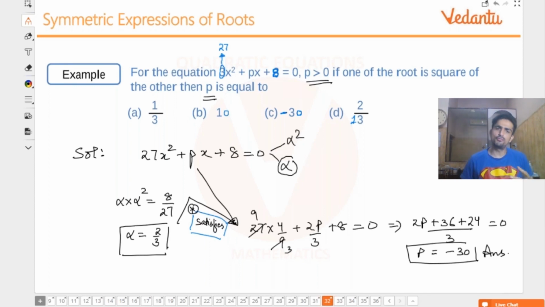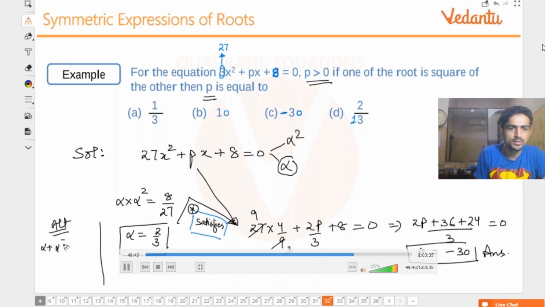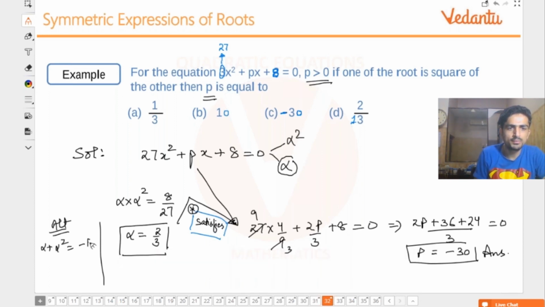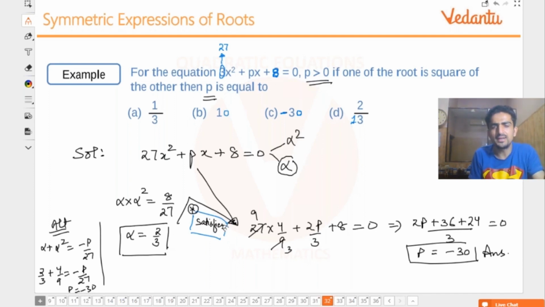Yes, Rajneesh, we can use sum of roots also. From there also we can proceed. Of course, we could alternatively use sum of roots equal to minus p by 27. So 2 by 3 plus 4 by 9 equal to minus p by 27. From here you will get your p. I used this because I just explained the concept that a root satisfies the equation, so I was re-emphasizing that fact.